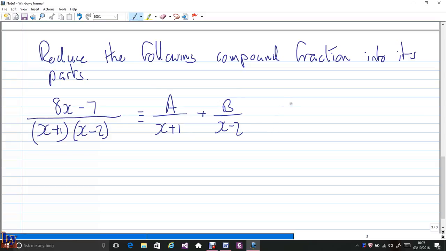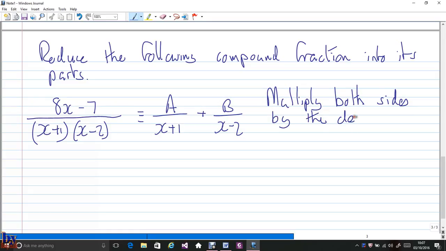Okay. So the first thing we do is multiply both sides, that's both sides of this equals sign, by this denominator on the left hand side. So I'll just make a little note there. Multiply both sides by the denominator on the left hand side.